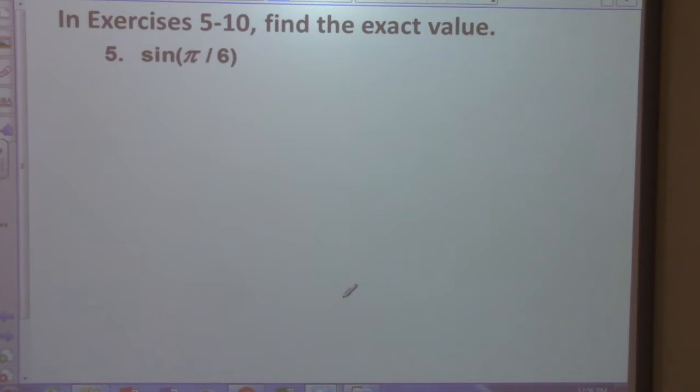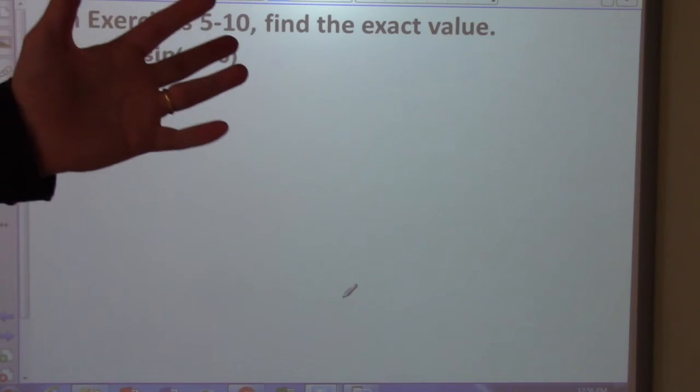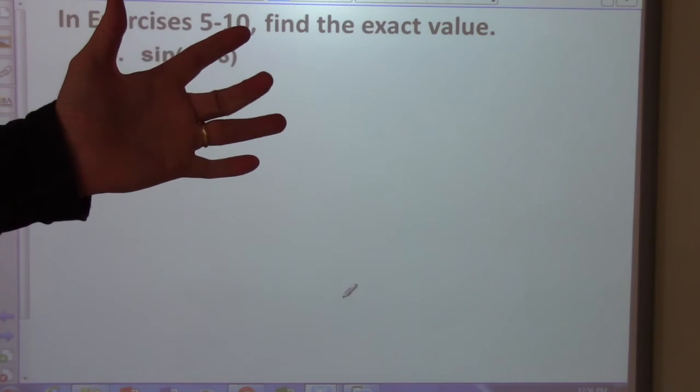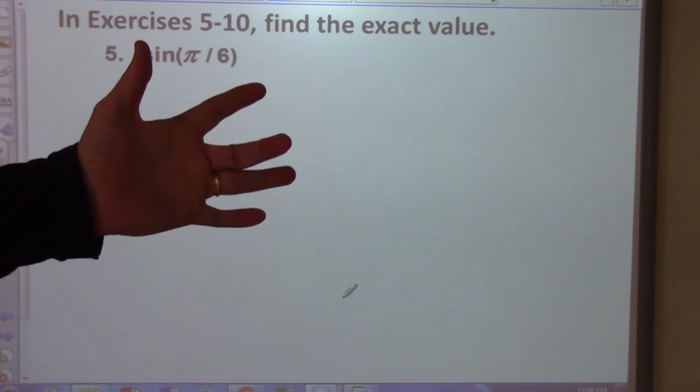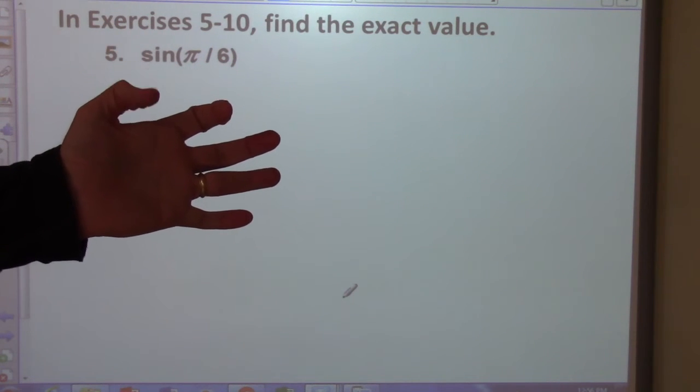Okay, find the exact value for 5 through 10. So what we're getting is, what is the sine of pi over 6? And we get back to our unit circle trigonometry song, right? 0, 1/2, square root of 2 over 2, square root of 3 over 2, and 1.